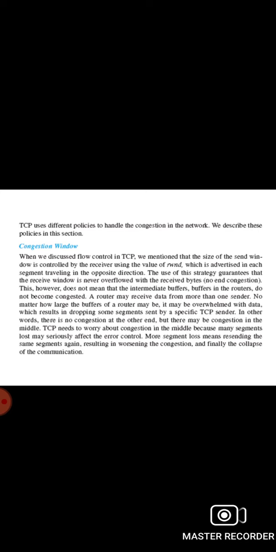additive. As you can see, at the start CWND is 1. After round 1, CWND is 1 plus 1, which is 2. After round 2, CWND is 2 plus 1, which is 3. After round 3, CWND is 3 plus 1, which is 4. So in the congestion avoidance algorithm, the size of the congestion window increases additively until congestion is detected.